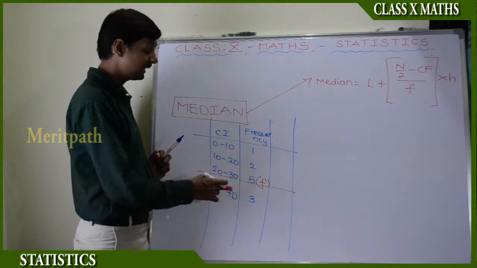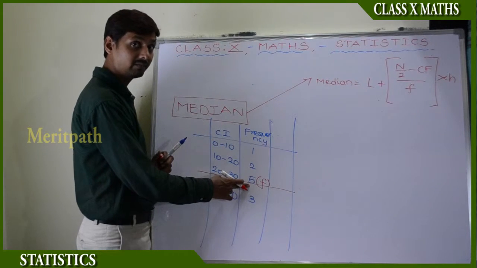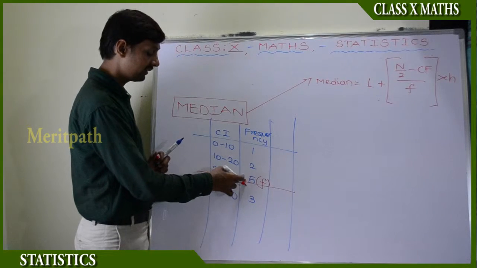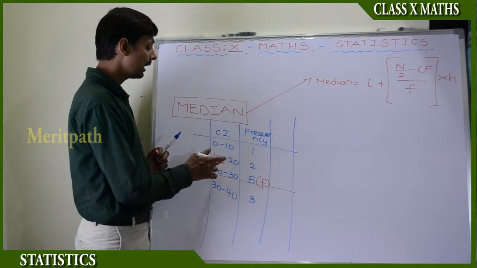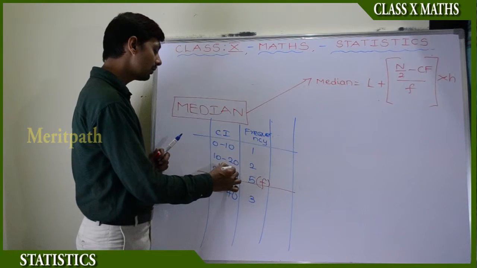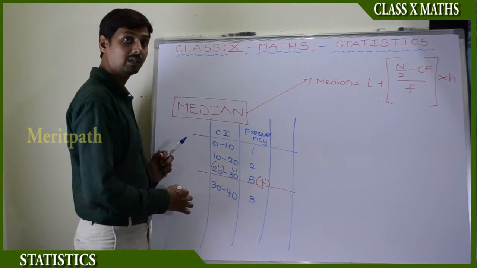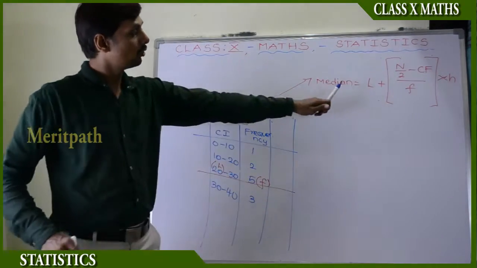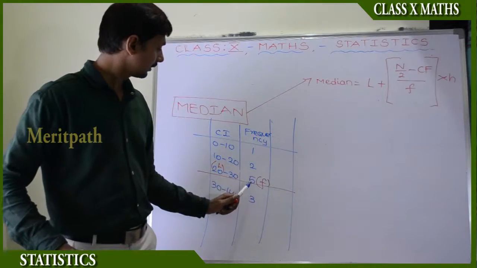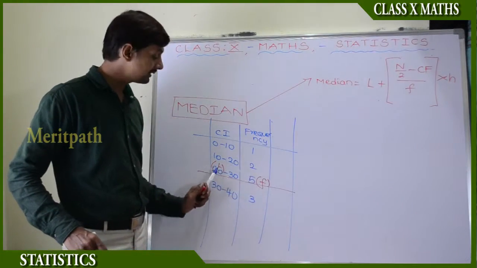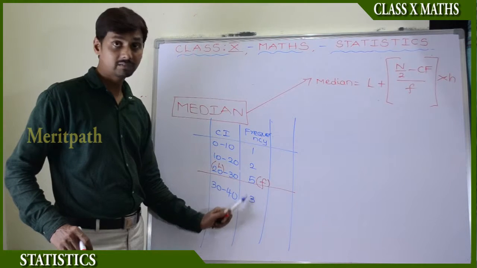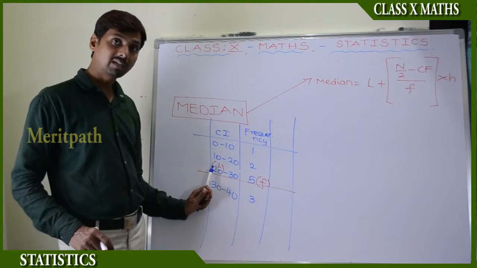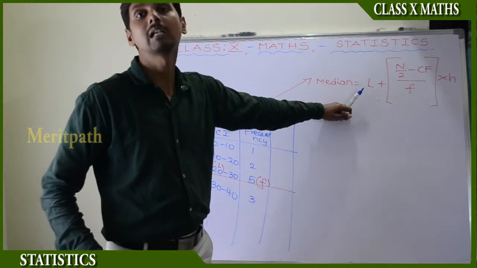The highest frequency is 5. In front of it there is a class interval, which has a lower boundary and an upper boundary. When we take the lower boundary, that is 20, so we'll take the lower boundary as 20. In front of the highest frequency there is a class interval, and in that class interval, the lower boundary is taken as L.